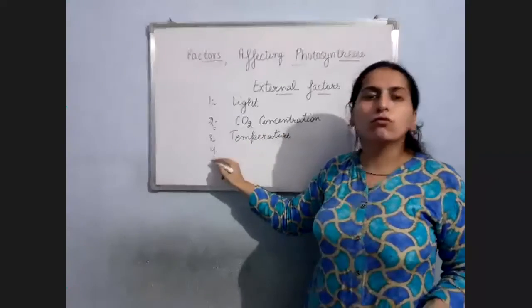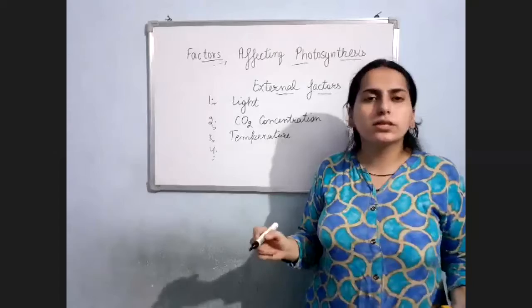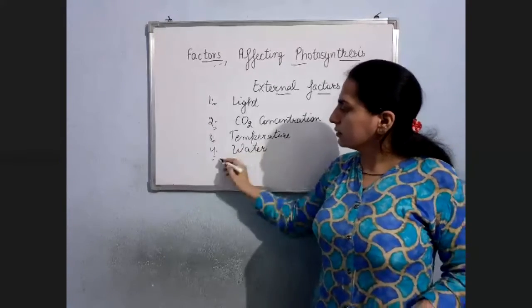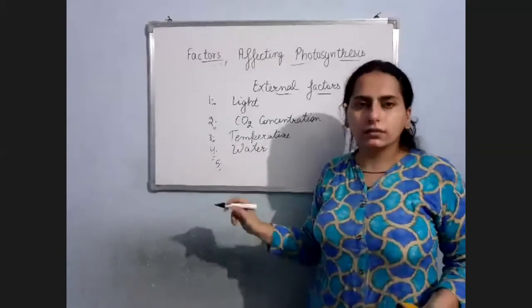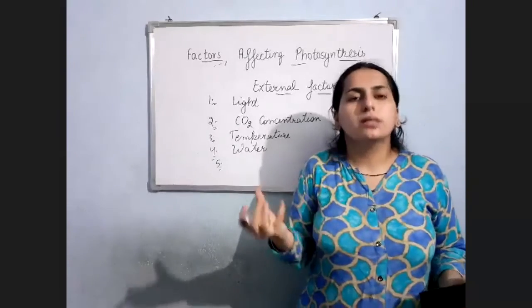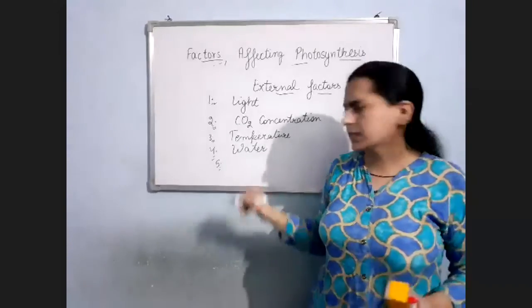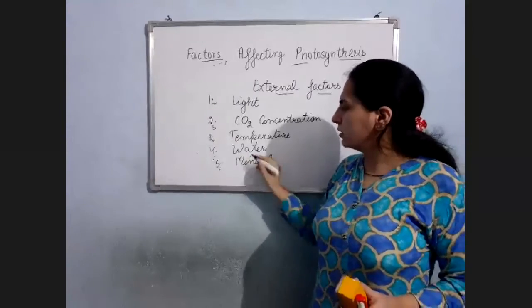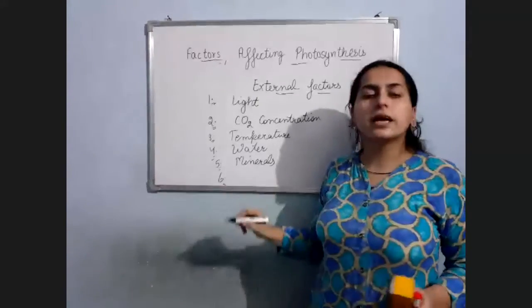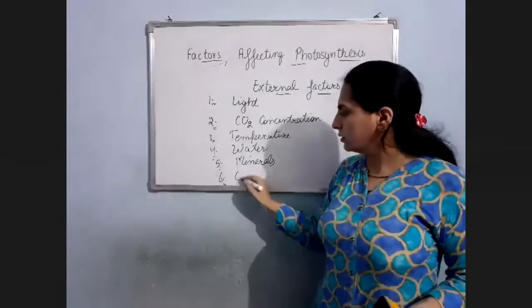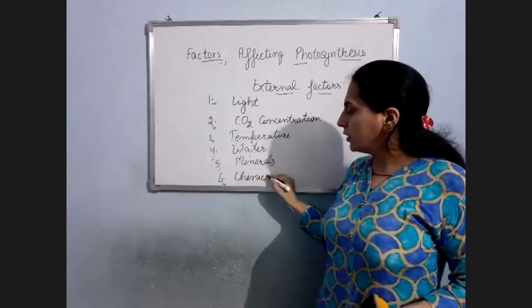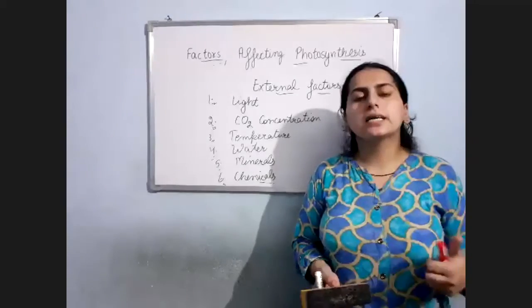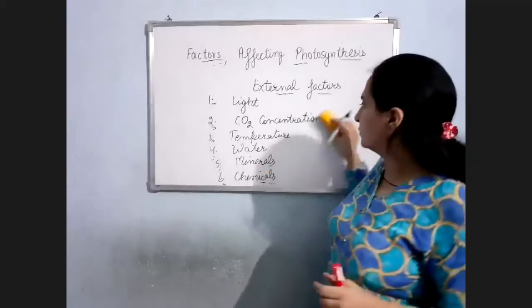Next, as you know, water is also required for photosynthesis. So water is again a factor that is affecting. Fifth factor, the different kinds of minerals. How and why, we shall discuss. And last, different kinds of chemicals. Now let us discuss these factors one by one. Firstly, let us talk about the light factor.